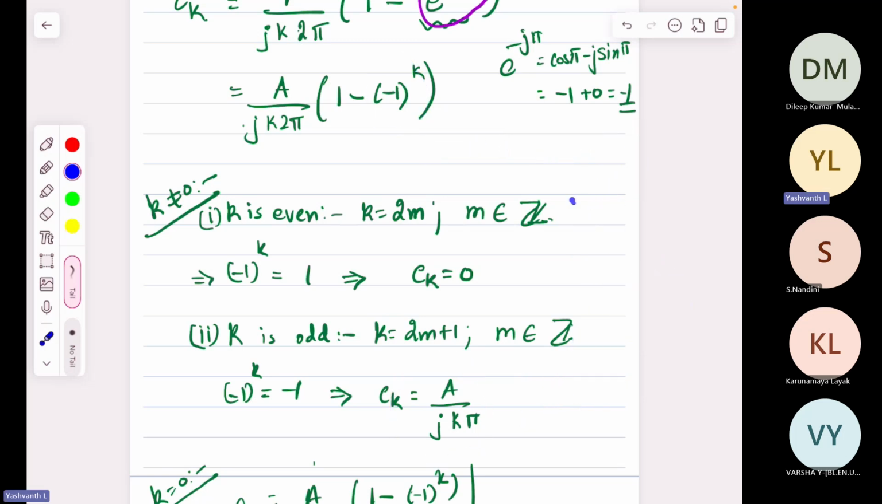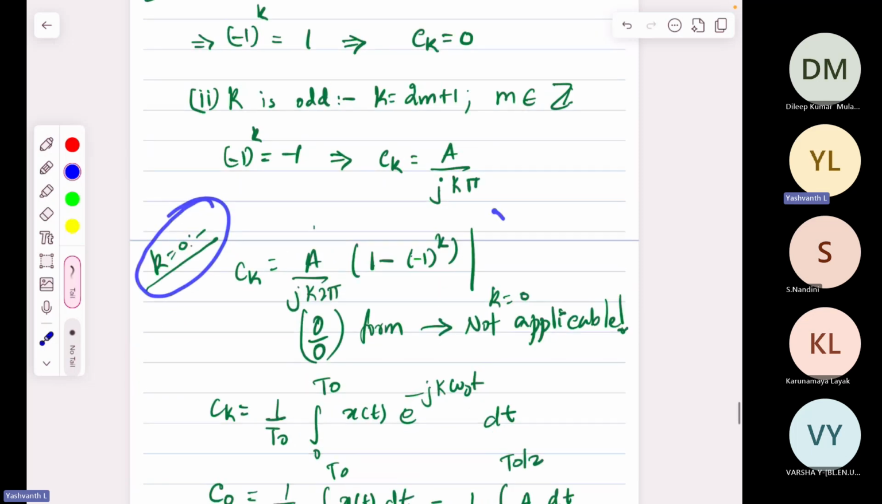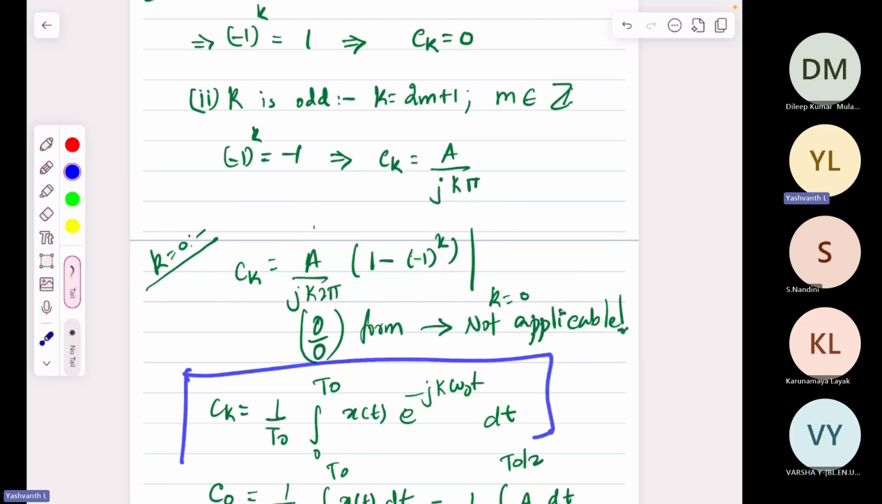Okay, so these are the values of ck when k is even and when k is odd, for non-zero values of k. Now, when k becomes equal to 0, the ck becomes 0 by 0 form. So what you should do is go back to the definition of ck, which is this integral. Now put k equal to 0 right here, before computing the integral.